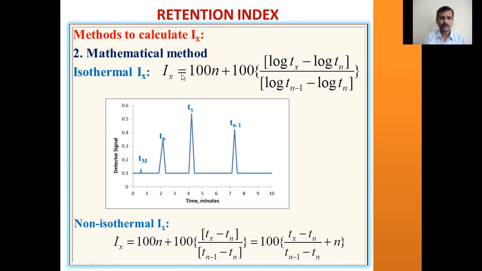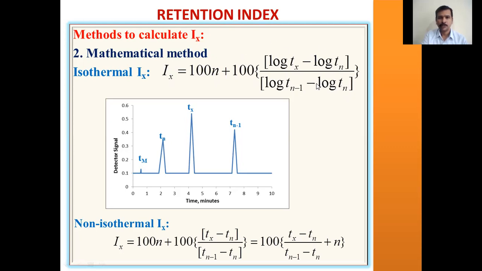Okay, how do we proceed? Mathematically, the retention indices for any given compound can be calculated by using two important expressions, and they are used under isothermal and non-isothermal conditions. The retention indices calculated under isothermal conditions are isothermal retention indices. Under non-isothermal conditions, they are non-isothermal retention indices. So retention index Ix is equal to 100 into n plus 100 into log of Tx minus log of Tn divided by log of Tn minus 1 minus log of Tn.